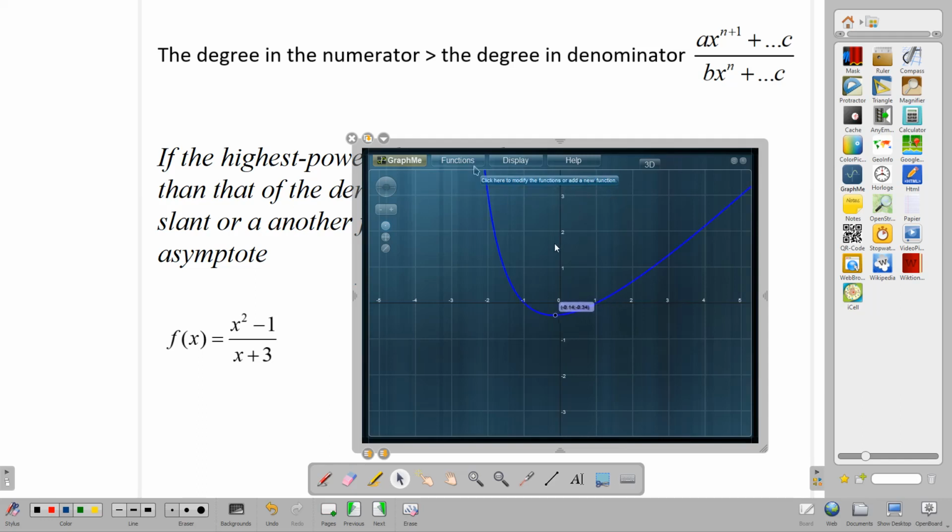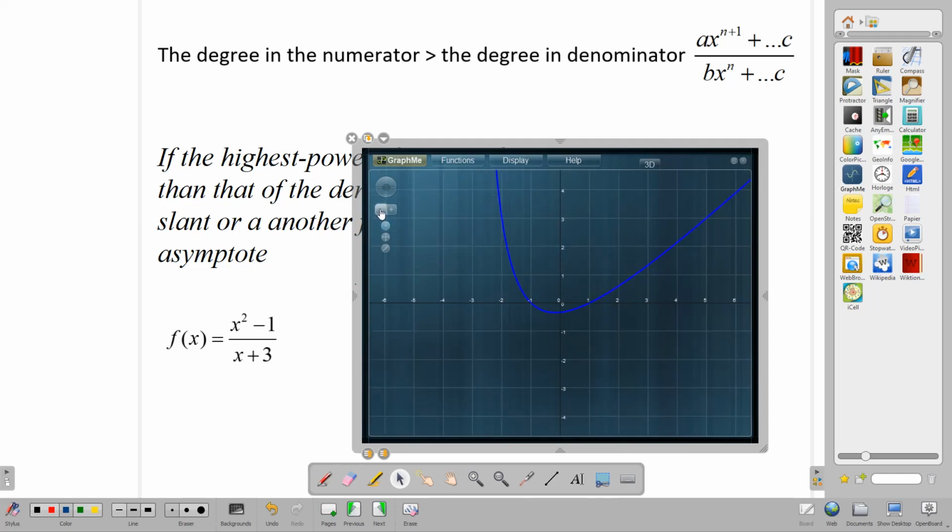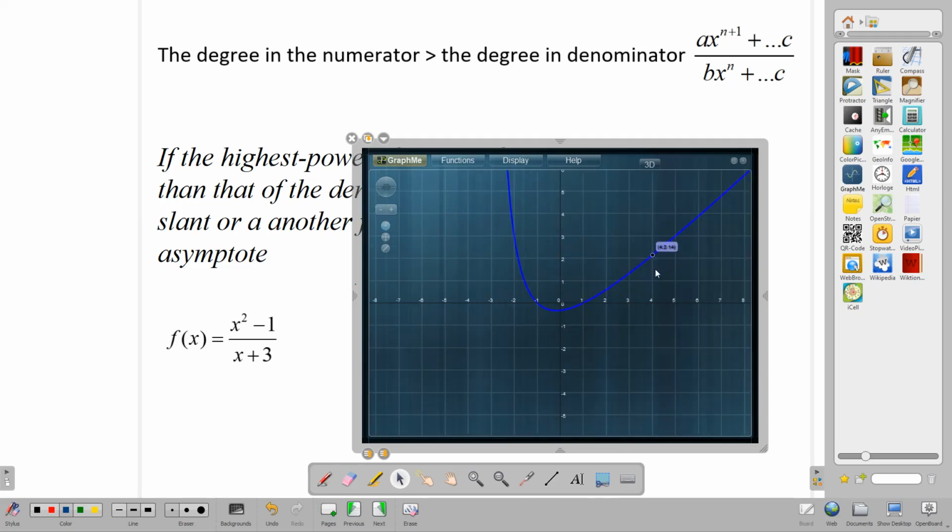Now there's our graph. And notice here, let's just zoom it out a little bit. Notice here that as the numbers get bigger in this direction, this side of the graph is actually looking like a straight line. And it actually is a straight line, and we could work out the equation of this by dividing through this function.